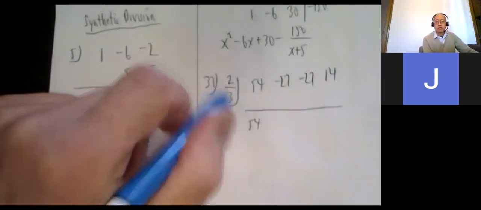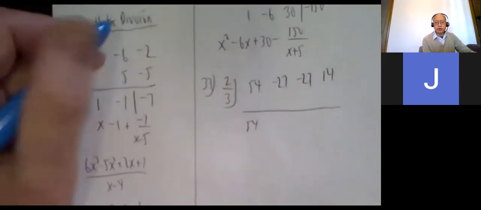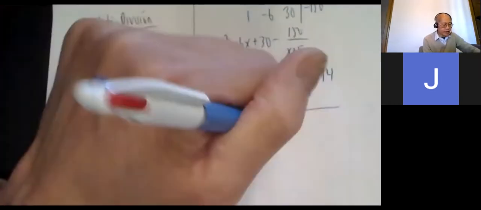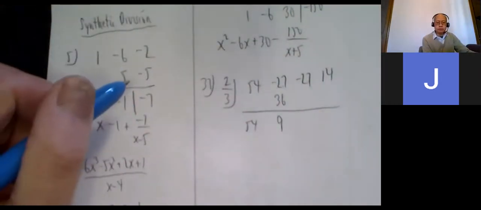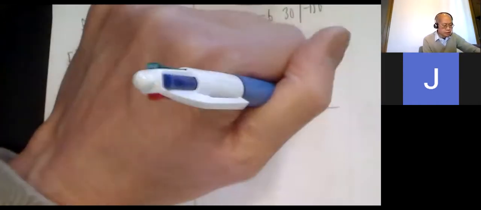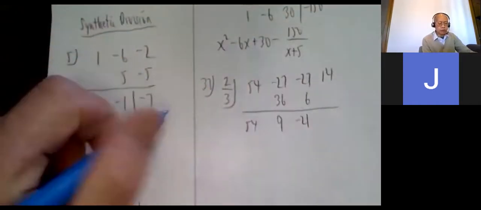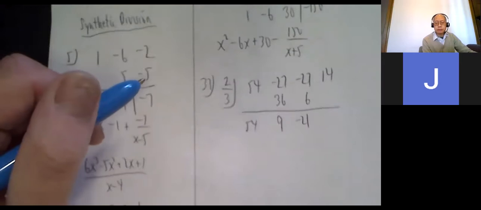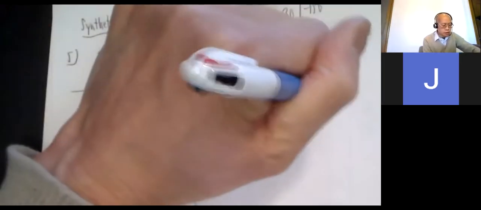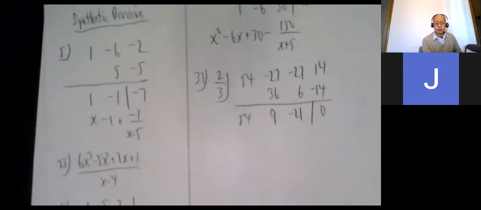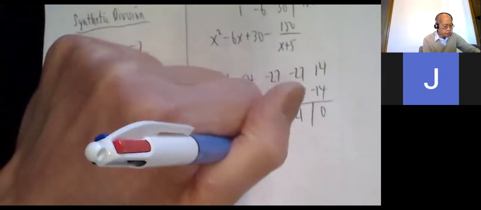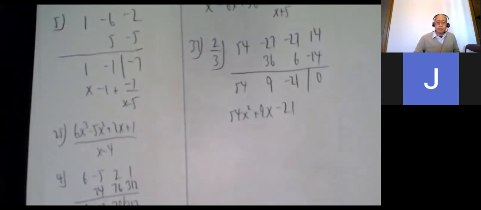Multiply. 2/3 times 54. You can punch it in your calculator. Comes out to be 36. Add. Multiply. 2/3 of 9 is 6. Add negative 21. Multiply. 2/3 times negative 21. Negative 14. Add 0. No remainder. So 54x squared plus 9x minus 21. That's it.